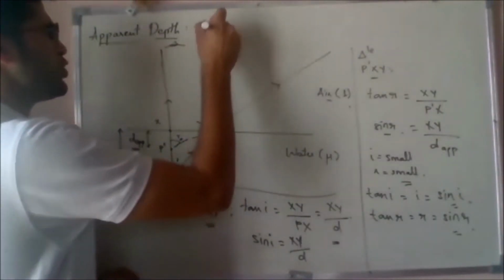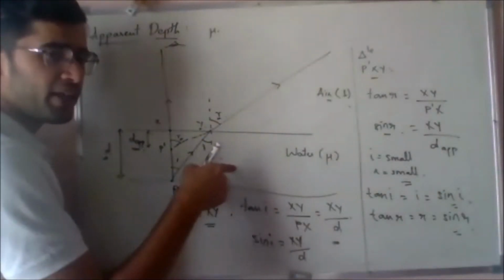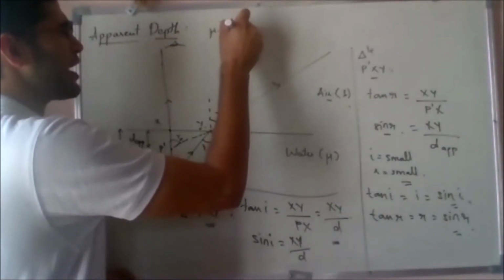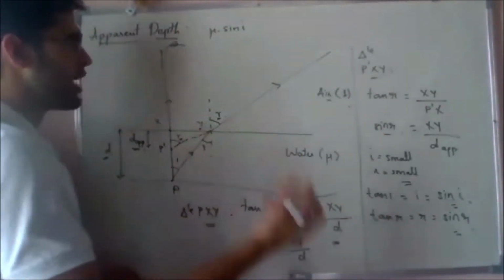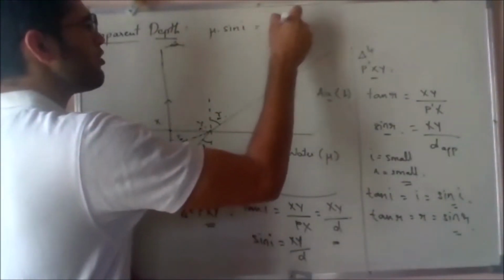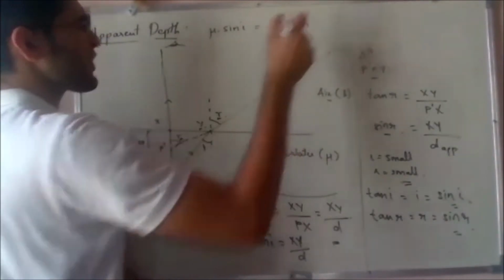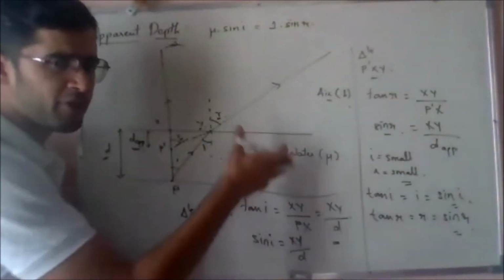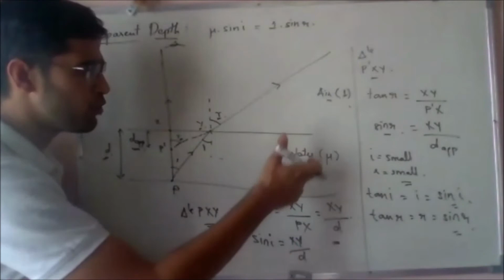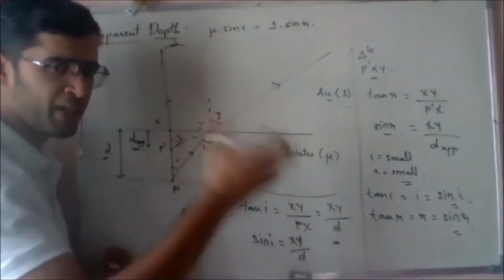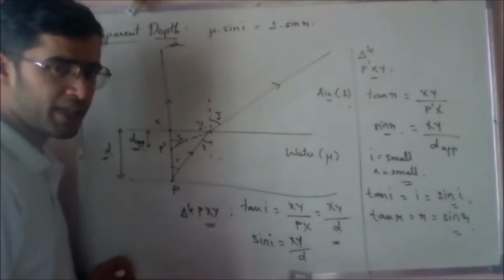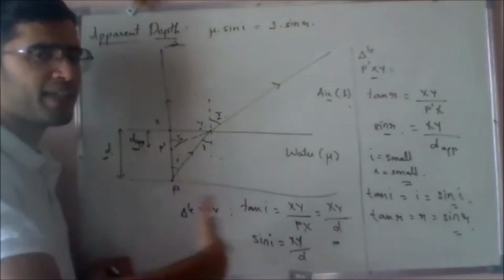That will be mu, the refractive index of this medium, into sine of the angle of incidence. That is the incident ray traveling in this medium, right? So mu into sin i should be equal to 1 into sin r. If you have two other mediums apart from air and water, you'll just substitute mu1 and mu2 accordingly in this formula. That will be the only difference if you have two other separate mediums apart from air and water, right? So you should be able to derive it for other cases as well.